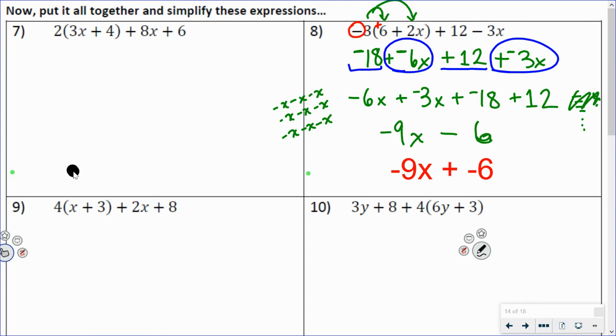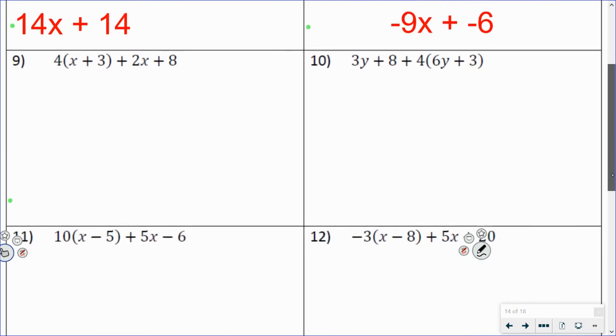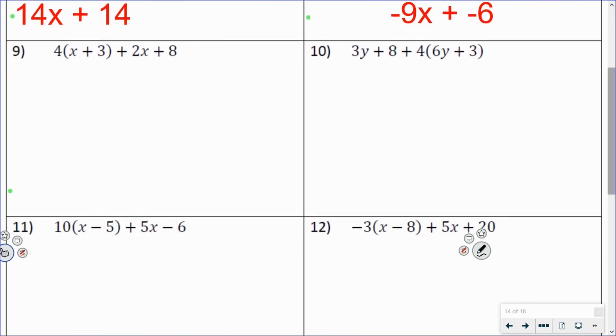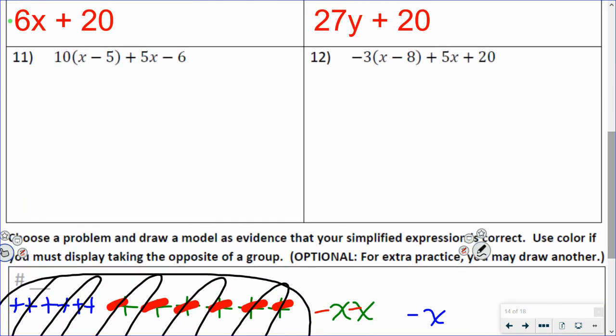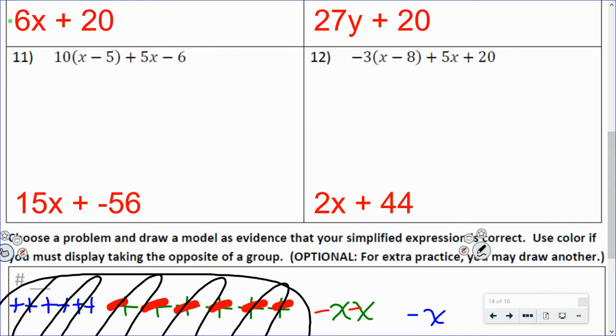Number 7, you should end up with, whoops, my bad, 14x's plus 14. We did number 8 already. Number 9, in the end, simplified down to 6x's and a positive 20. Number 10 will be 27y's and a positive 20. Notice those? That's a whole bunch of positives. So let's mix it up a little bit. Careful with number 11. That's going to have a negative 5 and a negative 6. Anyways, final answer is going to be 15x's and a negative 56. Number 12, it's going to be positive 2x's and a positive 44.